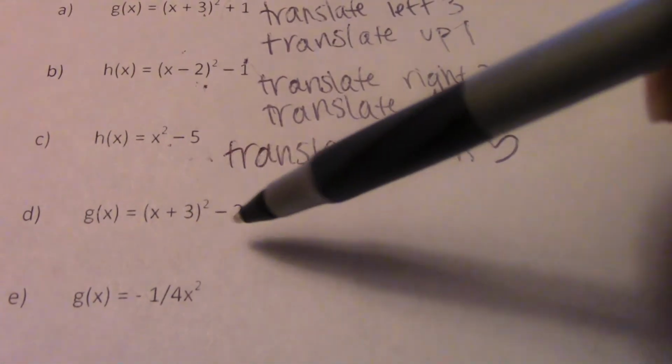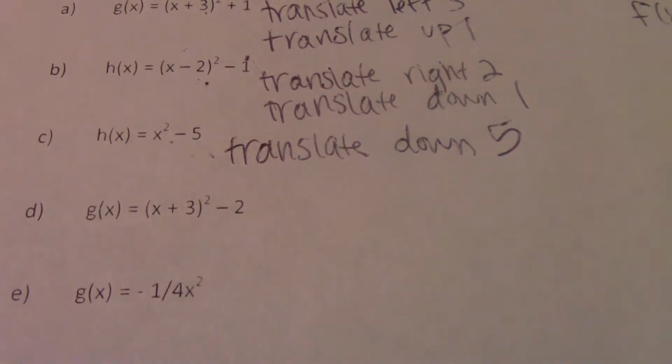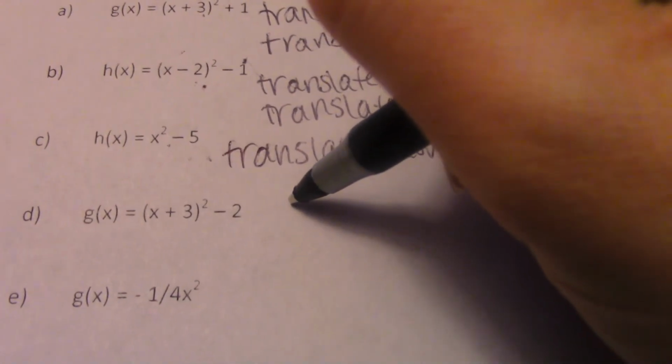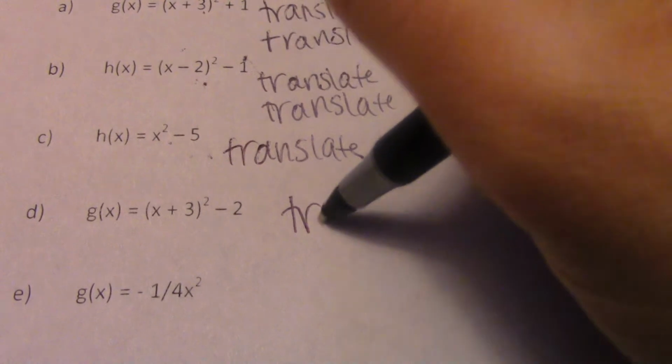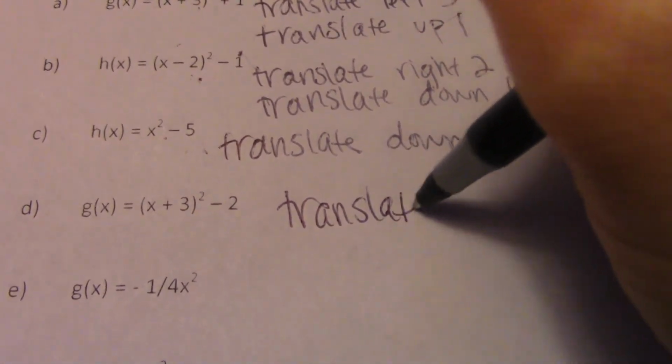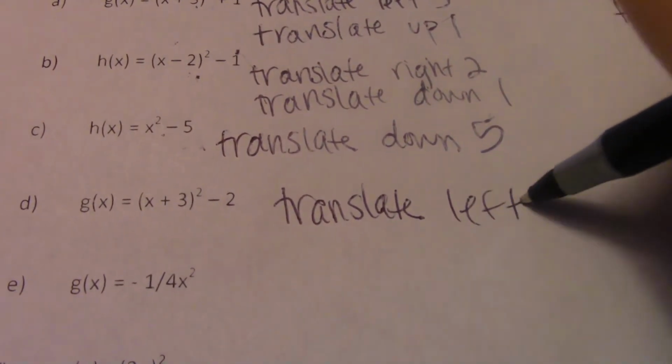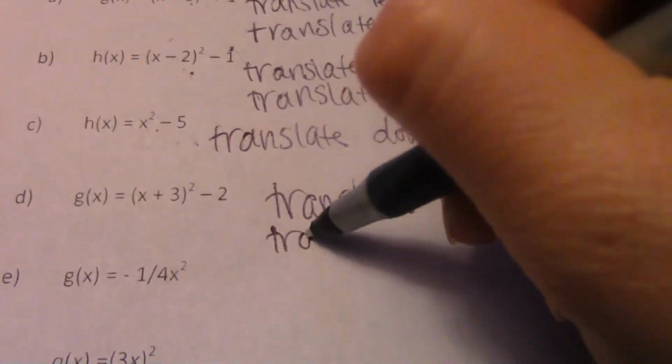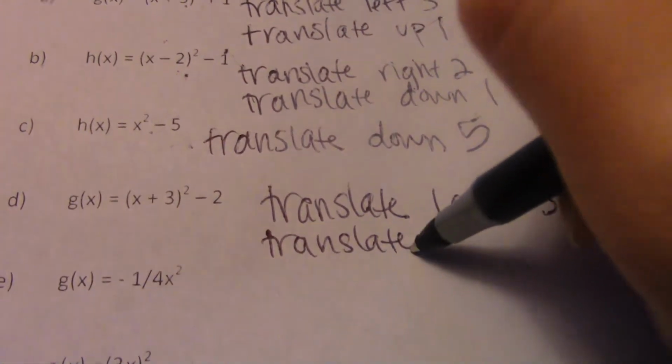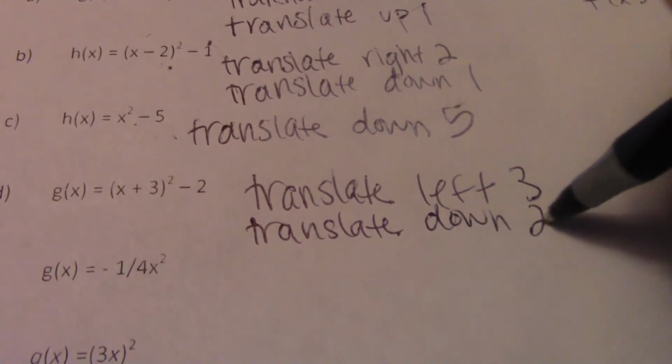So we've got this one here. So opposite of 3, because it's inside, is negative. Negative means left, so translate left 3. And then translate that 2 makes it go down 2.